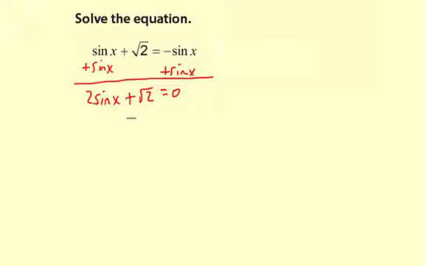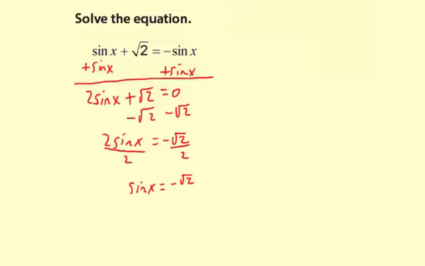Okay, so now I'm going to subtract the square root of 2 from both sides. That's going to leave 2 sine of x equals the negative square root of 2. Then divide by 2. Sine of x equals negative square root of 2 over 2.